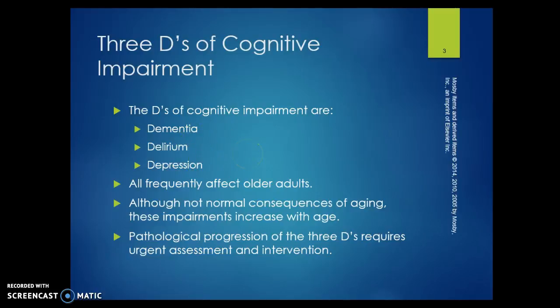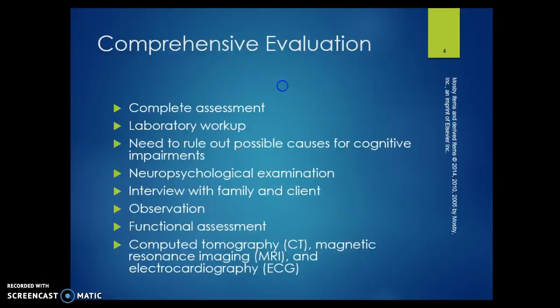All 3 of these frequently affect an older adult. However, they are not the normal consequence of aging, but the impairments do increase with age. So not a direct effect of getting older, however, it is something that is more likely to happen with older age. The pathological progression of the 3 Ds requires urgent assessment and intervention. And if you remember, we did a lot of talking about assessment and intervention, especially with delirium, because that's something that we can reverse if we catch it early.